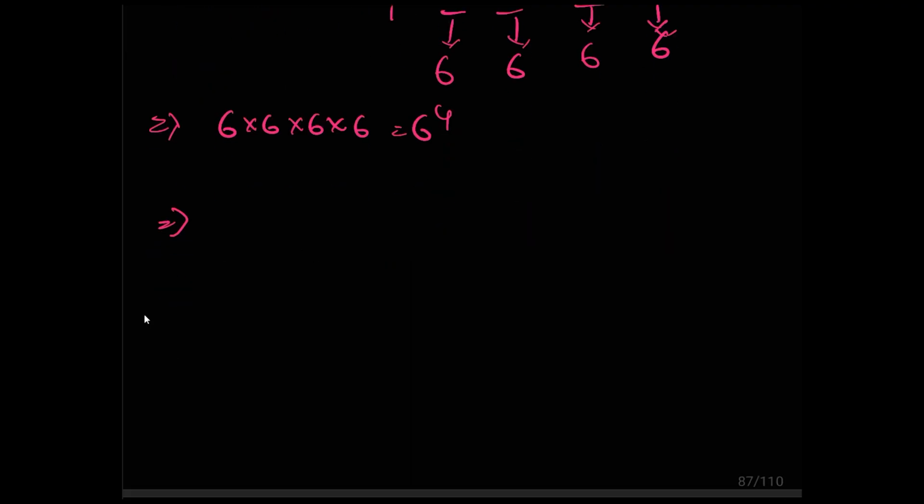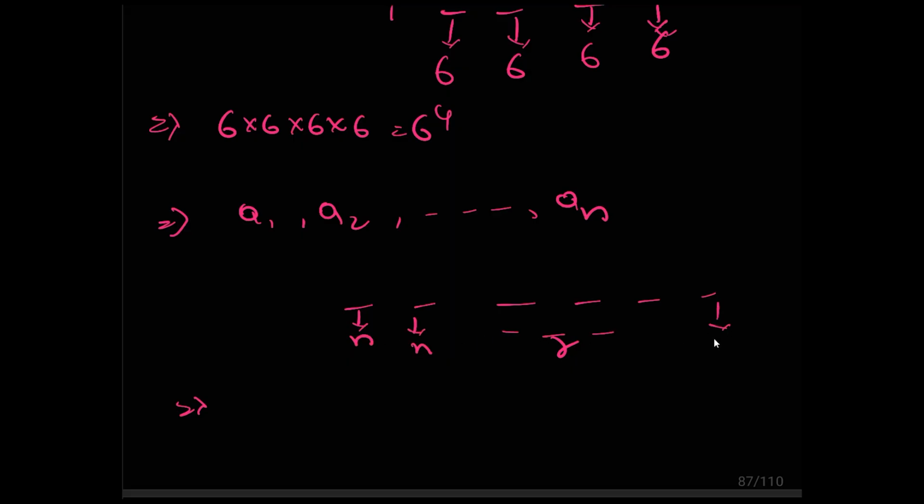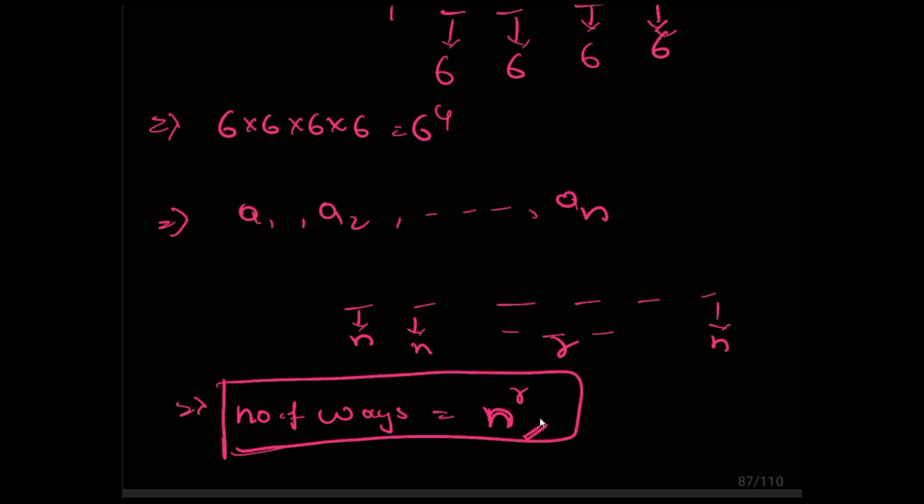Similarly, if we want to arrange n different objects a1, a2, and so on in r places, when repetition is allowed, then for the first place there will be n chances, for the second also n, up to all r places, there are n chances. So the number of ways will be n power r when repetition is allowed.